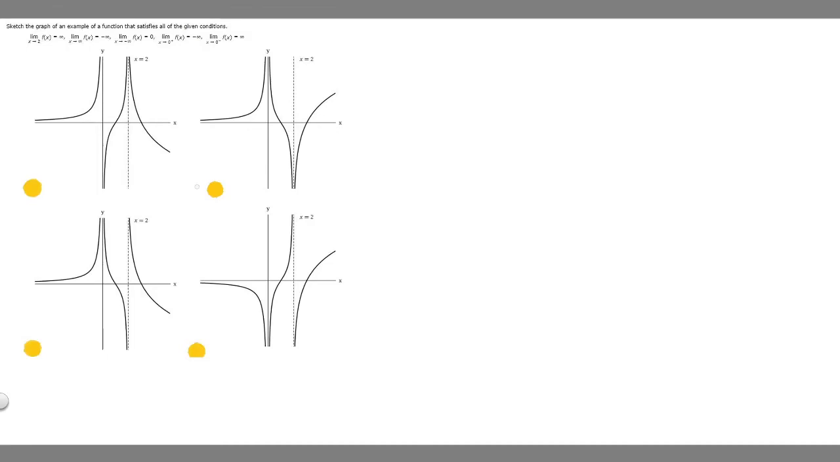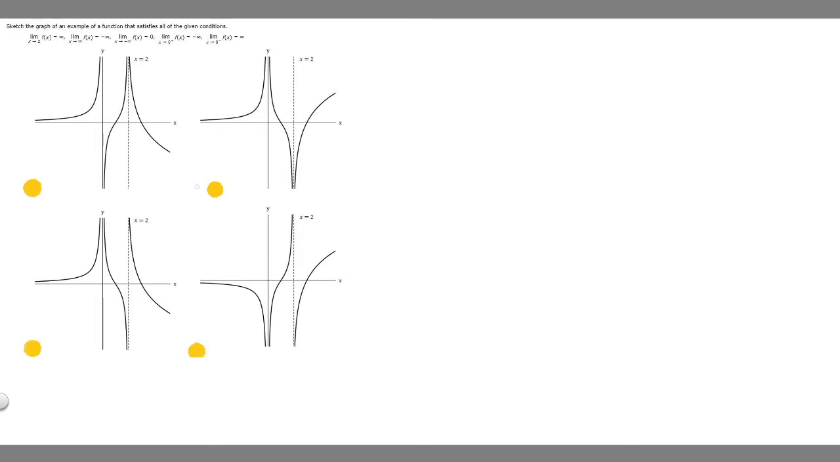So in this problem, we're told to sketch the graph of an example of a function that satisfies all the given conditions. So we're given all these conditions here, and we're given these graphs, and we've got to determine which of these conditions fit the graph. So let's just start with our first condition here. It says the limit as x approaches 2, f of x is going to be equal to infinity.